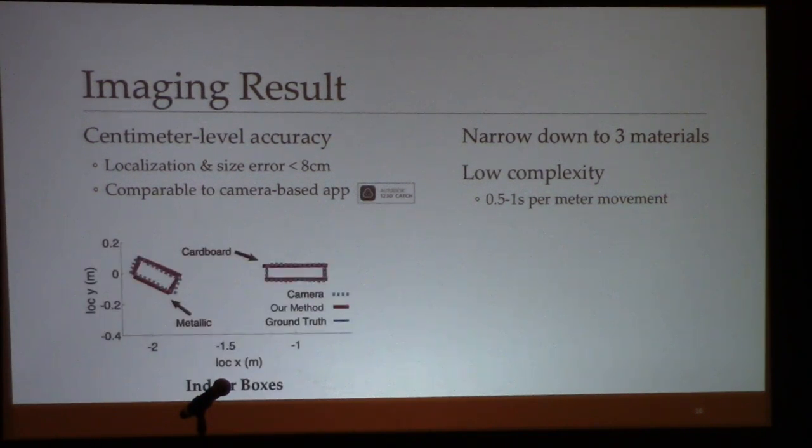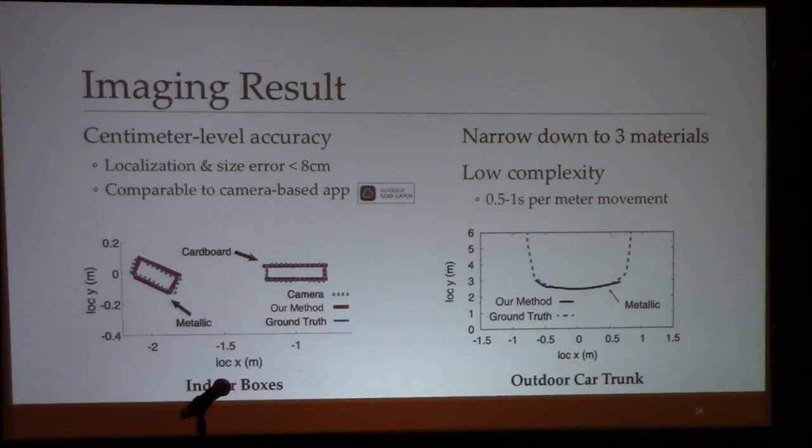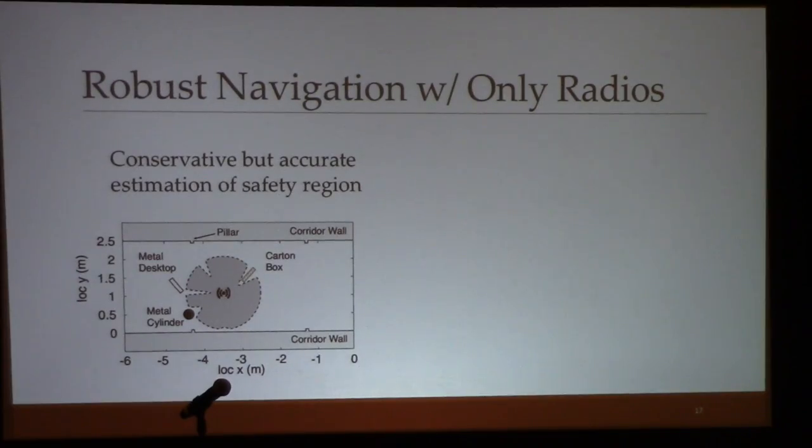So here is an indoor imaging example of 2 different boxes. And from the figure, we see that our result is accurate and comparable to the existing camera-based solution. We also did some preliminary tests in an outdoor parking lot, and here is the result of the car backdrop. So the navigation of the system is also accurate and robust.